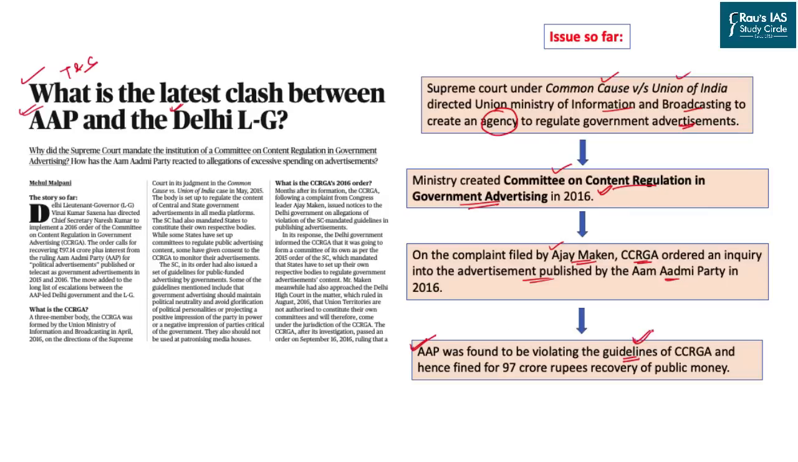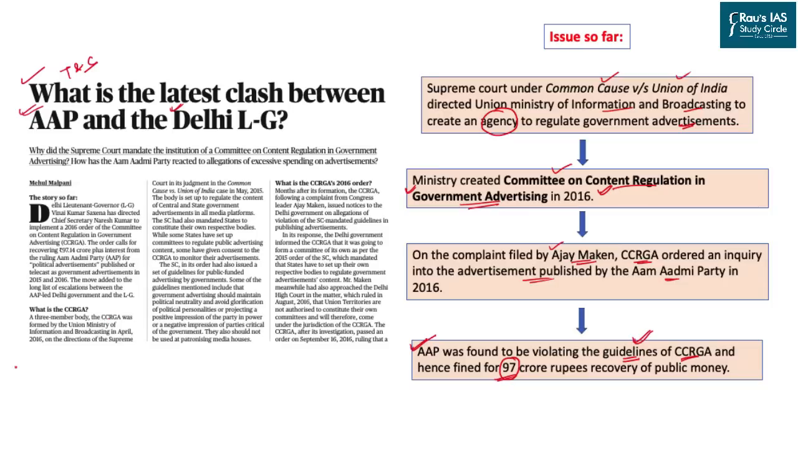We are going to read about the guidelines of the CCRGA also, and they were fined 97 crore rupees to be paid, because this is the amount of taxpayers' money which was spent on government advertising to popularize the personality cult. So based on the same, we are going to look into two important things. First, what are the basic guidelines given by the CCRGA?